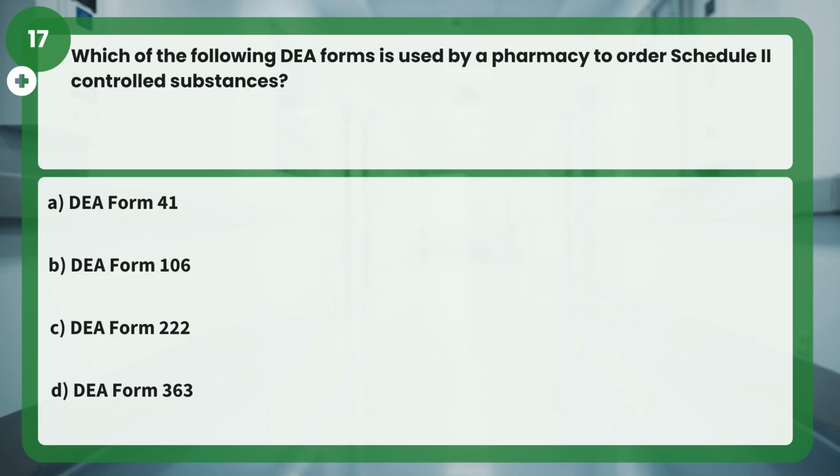Question 17. Which of the following DEA forms is used by a pharmacy to order Schedule II controlled substances? A. DEA Form 41. B. DEA Form 106. C. DEA Form 222. D. DEA Form 363.